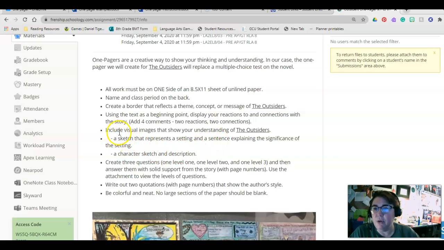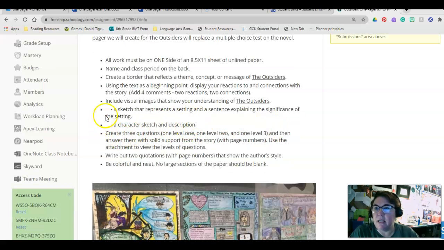You're going to include visual images that show your understanding of the Outsiders. The 2 visual images that I'm going to look for are a sketch that represents a setting. There's several different settings, so you can just pick one. And a sentence explaining the significance of the setting. A character sketch and a description. And again, there's lots of characters, you could just pick one. So you're going to sketch the character and add a description.